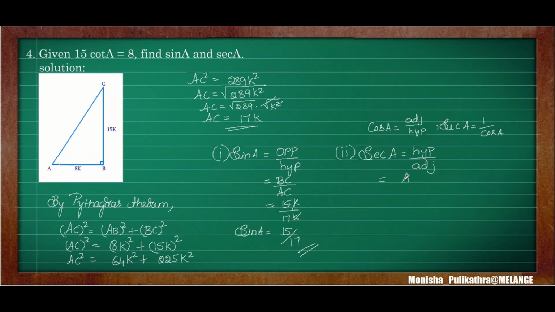Here the hypotenuse side is AC and the adjacent side is AB. So the value for AC is 17k, by the value of AB, which is 8k. The k's get cancelled. Therefore, secant A is equal to 17 by 8. So this is the value for sin A and secant A. I hope you understood this.